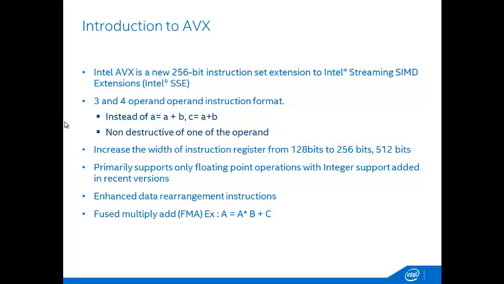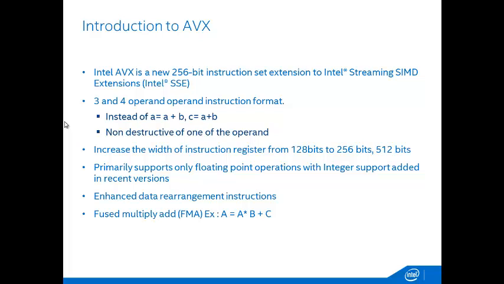And we talked about this already. The width of the instruction register is changed from 128 bits to 256 bits, and also to 512 bits, we will talk about it a little bit later. When AVX was introduced, it was primarily only for floating point instructions. But right now, support is also added for integer operations.